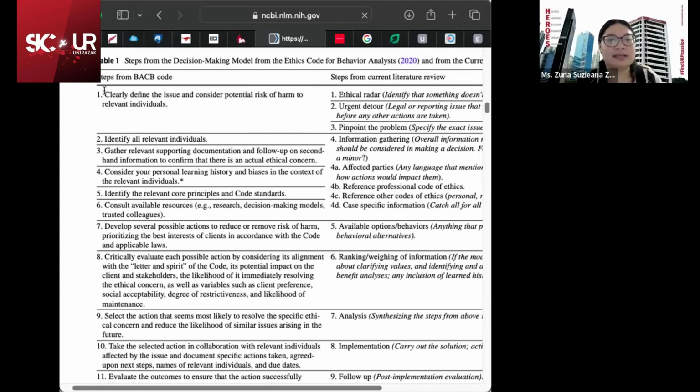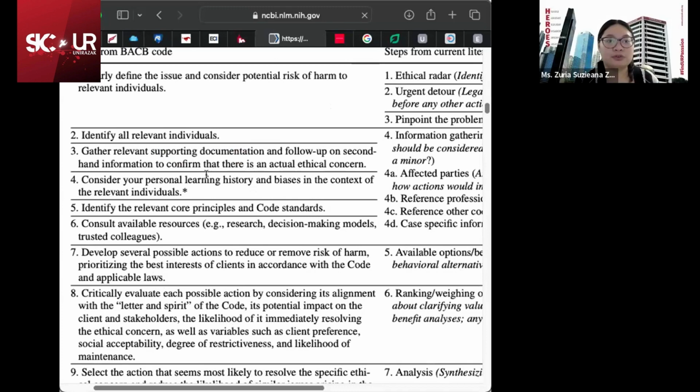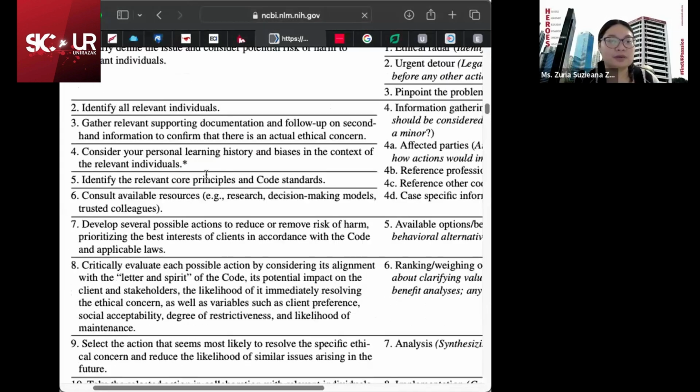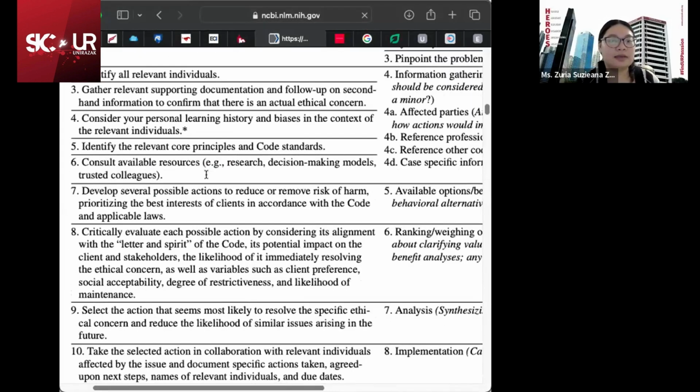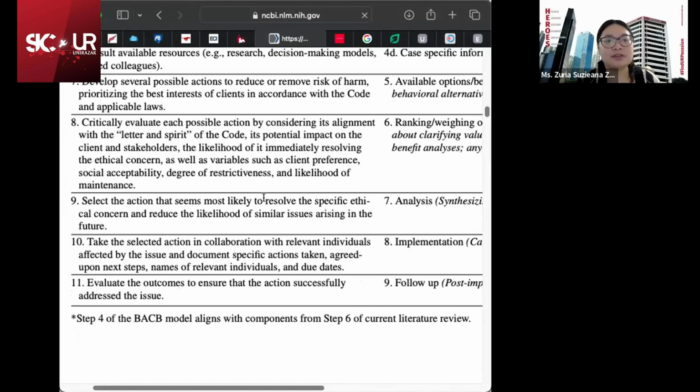For example, clearly define the issue, identify all relevant individuals, like stakeholders. Then, this is very important as well: supporting documentation and follow up on second-hand information to confirm that there is an actual ethical concern, and then select the action that most likely resolves the specific ethical concern and reduces the likelihood of similar issues arising in the future.